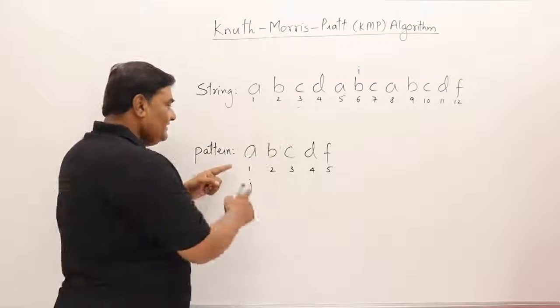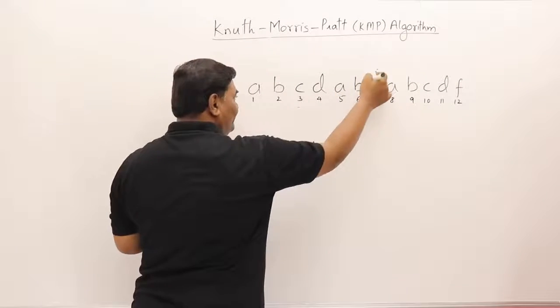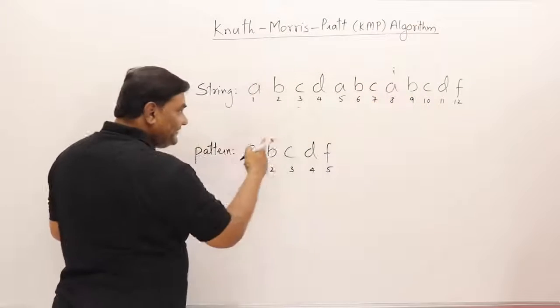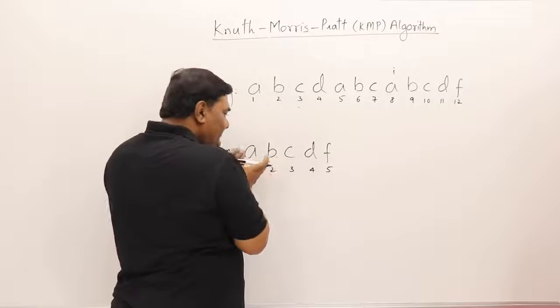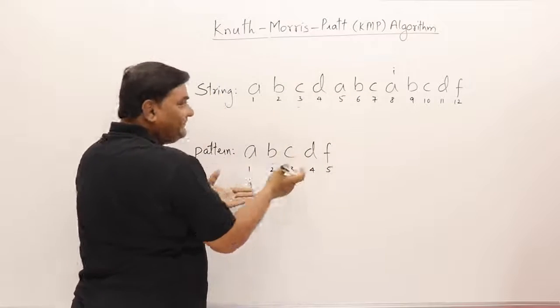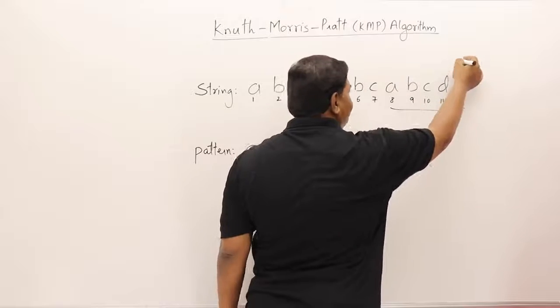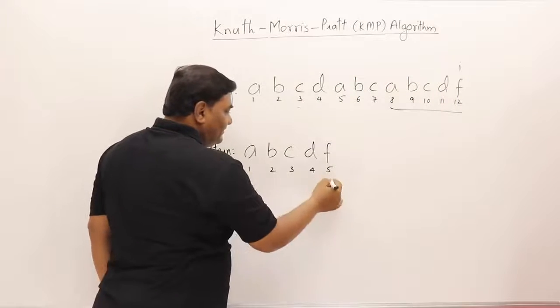Let me finish it quickly. There is a mismatch. I is moved. There is a mismatch. I is moved. Now there is a match with AA. So in this way now if I continue, then I can find this pattern available here. Every character will be matched till here, till here.